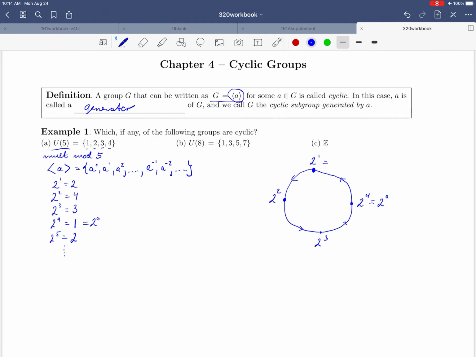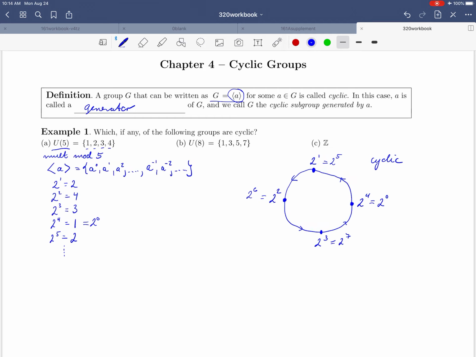After 2 to the 4th, we'd get 2 to the 5th, but that is the same as 2 to the 1st power. Then 2 to the 6th is the same as 2 squared, and 2 cubed is the same as 2 to the 7th, and we just cycle around and around. We just have these 4 different elements that we keep going around, and this is why we call this a cyclic group.